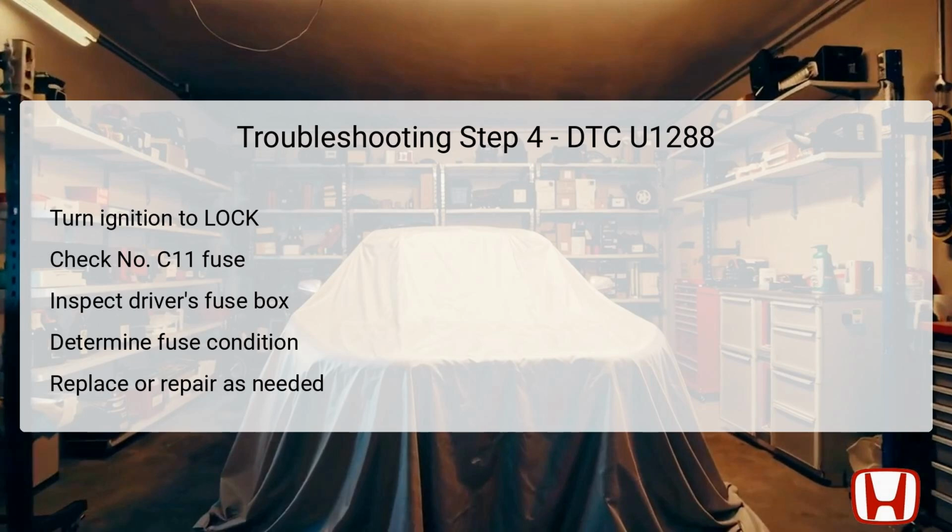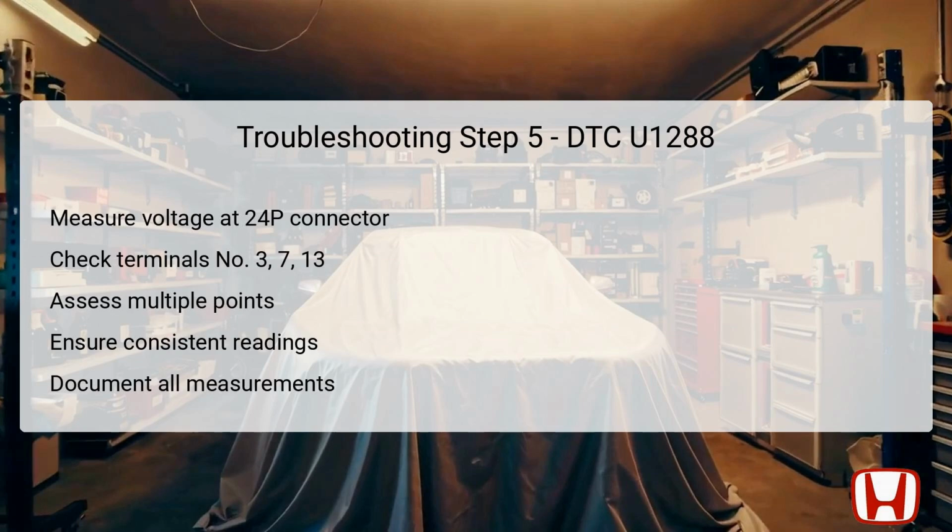The fifth troubleshooting step requires you to further evaluate the voltage at the parking and backup sensor control unit's 24P connector, specifically at terminals number 3, number 7, and number 13. This measurement helps in confirming whether the parking sensor module is receiving the necessary voltage to operate.